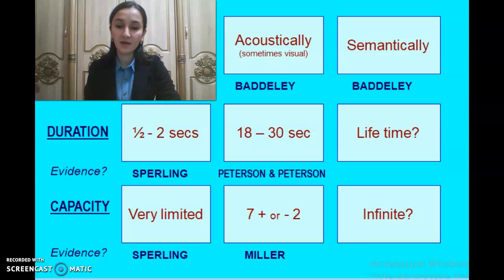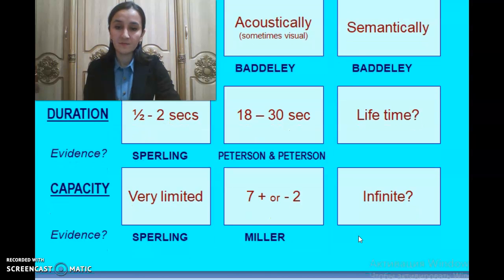And the last one is capacity. As you see, the capacity is very limited. How do you think, is it infinite or not? So for the next lesson, you have 2 questions. Can the duration of memory be for a lifetime, and is the capacity infinite?